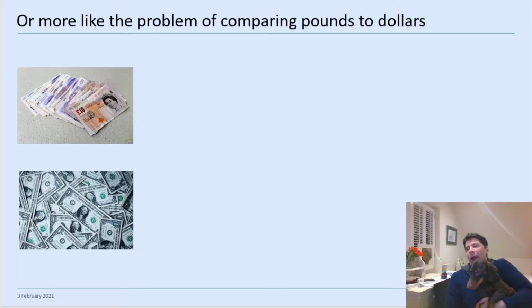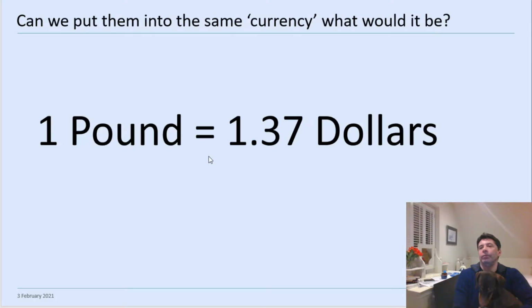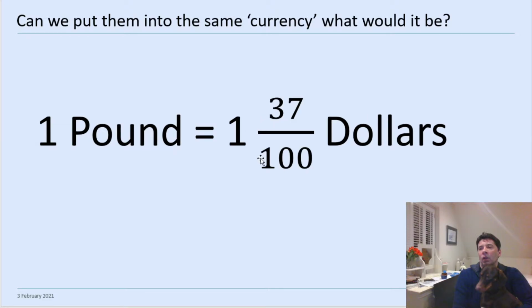We can think about comparing pounds to dollars. So if I said, what would you prefer, £10 or $12? We have got an exchange rate. So today, £1 is worth $1.37. Or in terms of fractions, £1 is worth 137/100 of a dollar, because a cent is 100th of a dollar. So you can actually work out if you prefer £10 or $12.